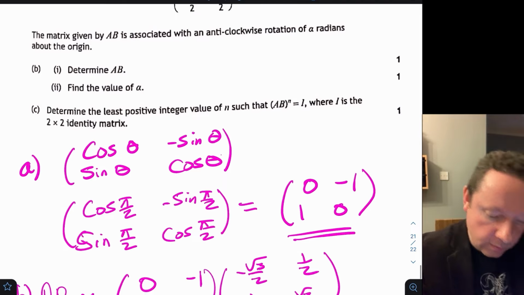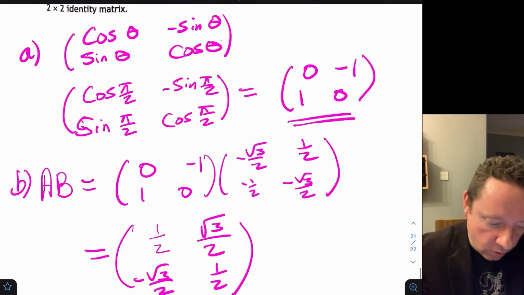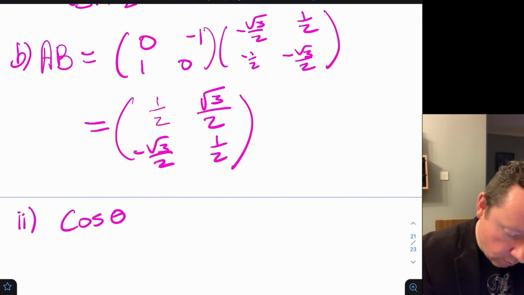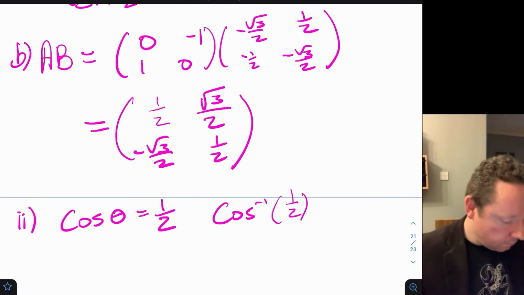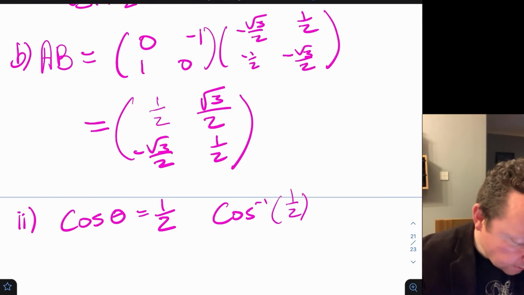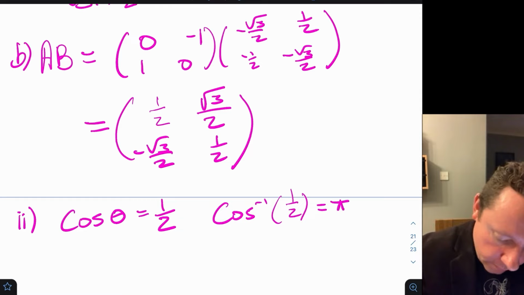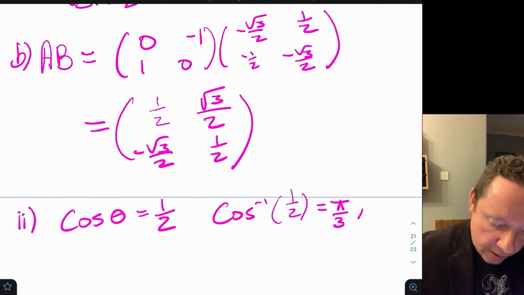Now, remember, this represents an anticlockwise rotation. So we're looking at cos theta, minus sin theta, cos theta again. So for part 2, I know that cos theta must equal a half. The inverse cos of a half is equal to 60 degrees or pi over 3, but is also equal to another answer of 300 degrees, which is 5 pi over 3.